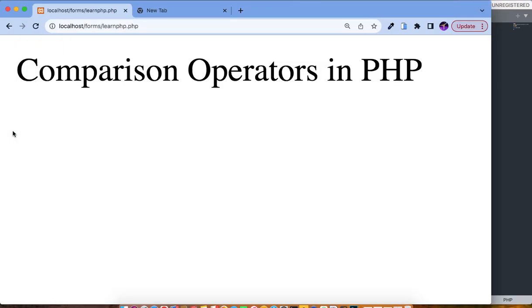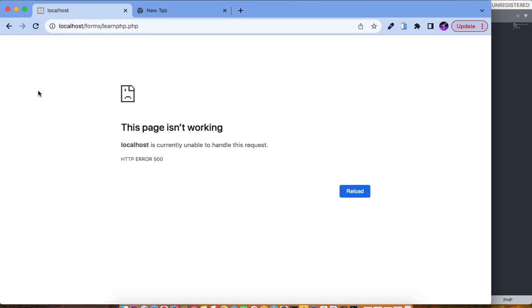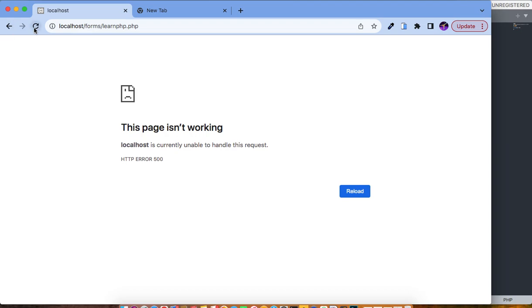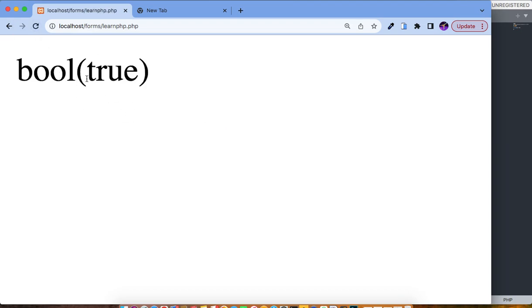So let us refresh and see what is there. Nothing is given, which means there's an error. What is the error? Okay, $x equals that. So you see, it returns true, which is a Boolean value, which means that x is equal to y.